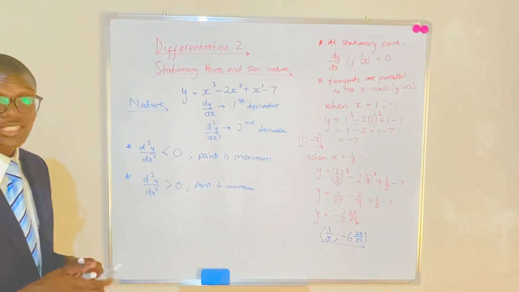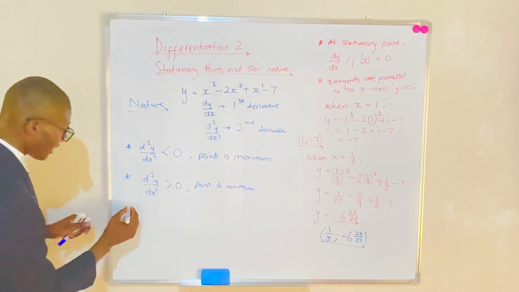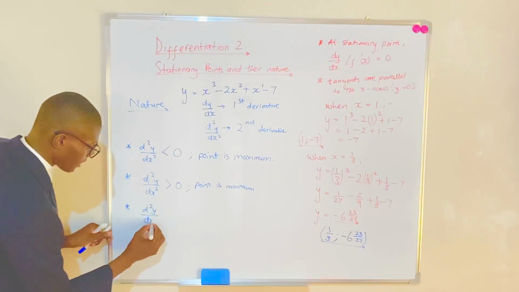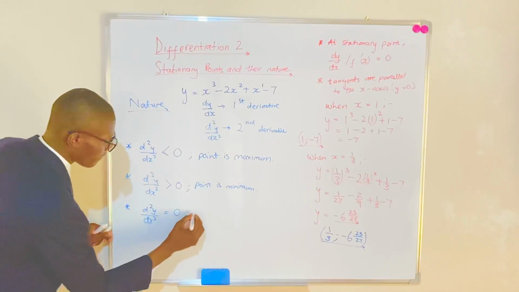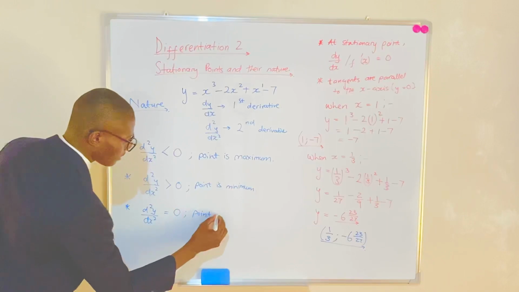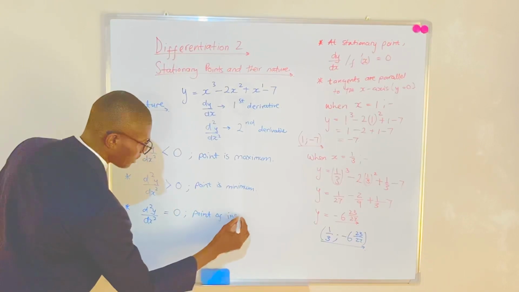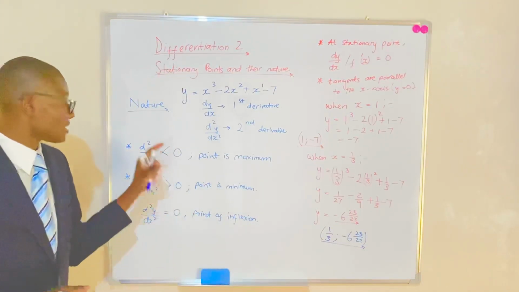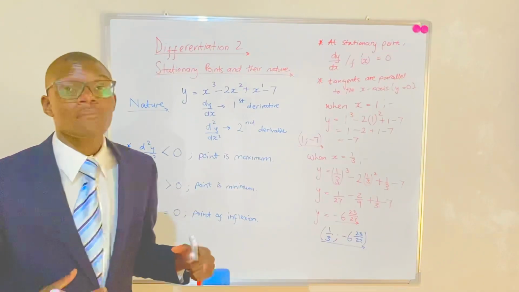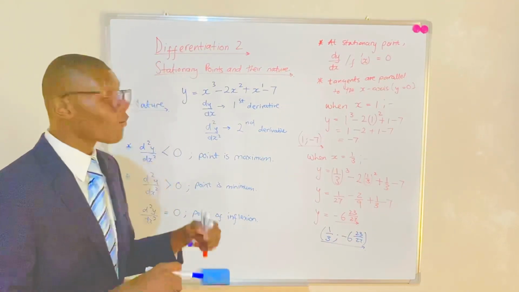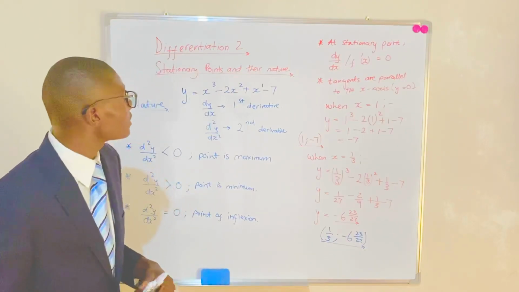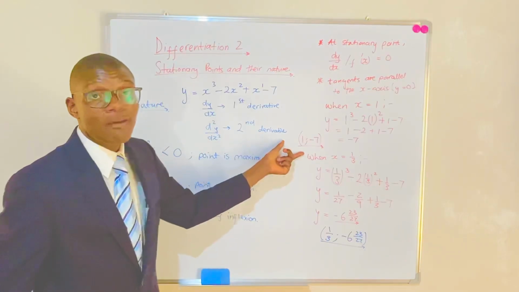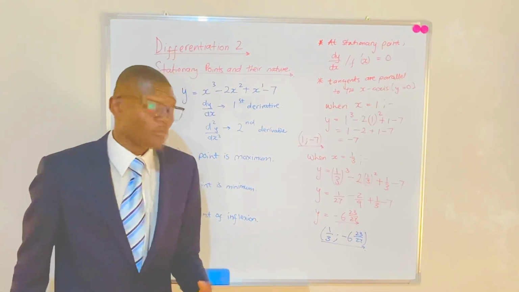Then the last condition, we say that when the value of d squared y by dx squared is equal to 0, we have a point of inflexion. So now, these are the three conditions that we use when we're talking about the nature of a stationary point. So now, what we'd like to do is to find out about the nature of these two stationary points, whether this is a maximum or minimum, and also whether this is a maximum or minimum.